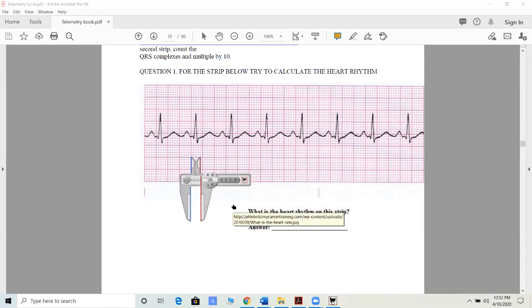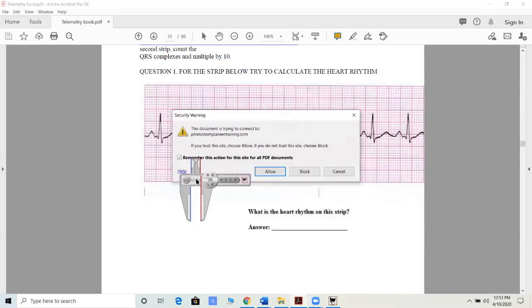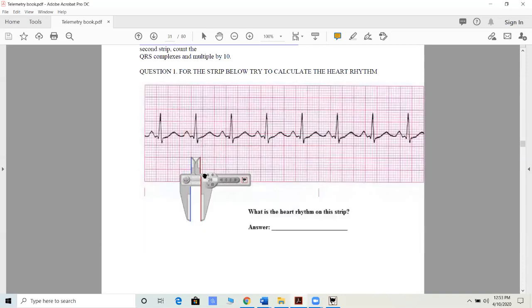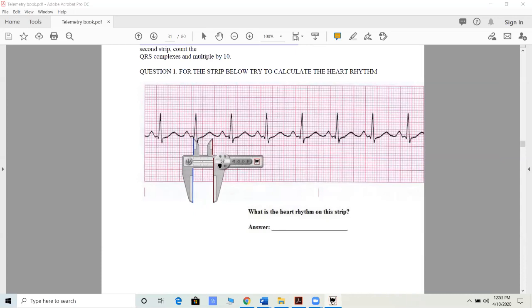So we've got our QRS is normal. Our heart rate's normal. We have a regular rhythm. Our PR interval is normal. We have one last interval to measure, which is our QT, okay? So to do the QT interval, I'm going to take my calipers and line it up, Q and T.